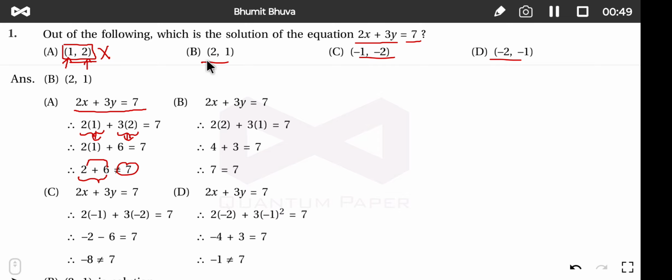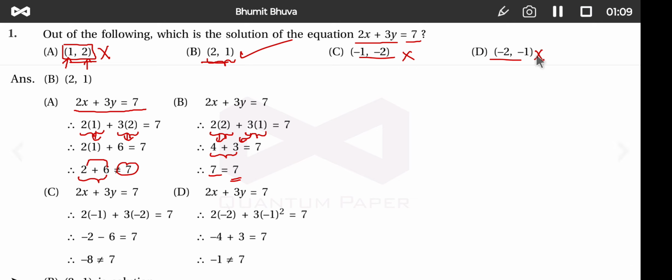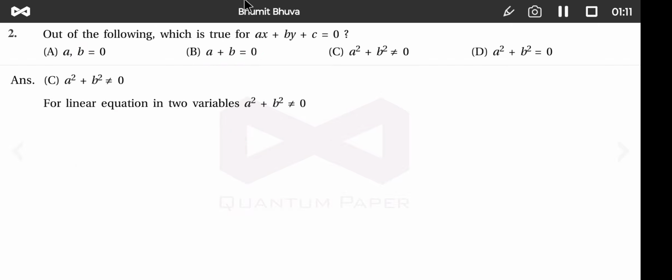Similarly, we will check the second option, 2 comma 1. So if you put x is equal to 2, so 2 into 2 plus 3 into 1. So 2 into 2 is 4, 3 into 1 is 3. So 4 plus 3 will get 7. So it is satisfying the right hand side. So this is our correct option. We don't have to check the other options. Okay. Move to the next question.